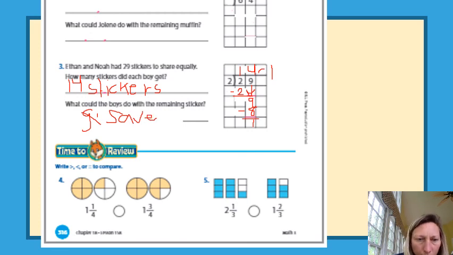All right. Let's compare fractions down here. 1 1/4 and 1 3/4. We know that 1 3/4 is going to be greater, and 2 1/3 and 1 2/3. This one has a greater whole number. So that's it. All right, that is the end of our worksheets today.